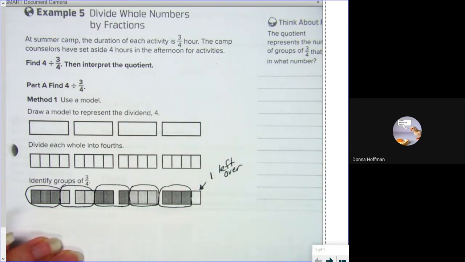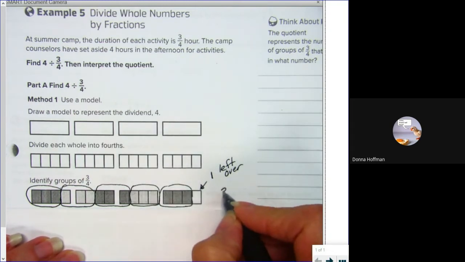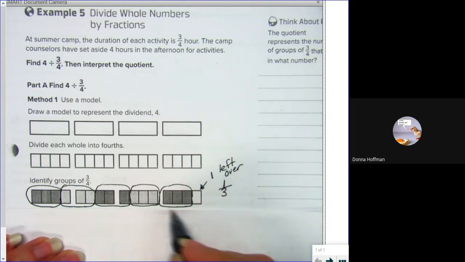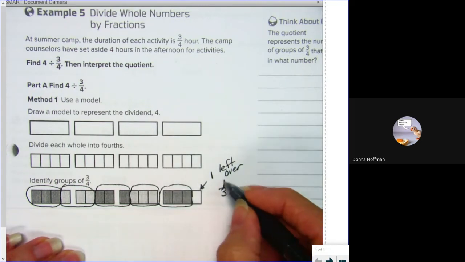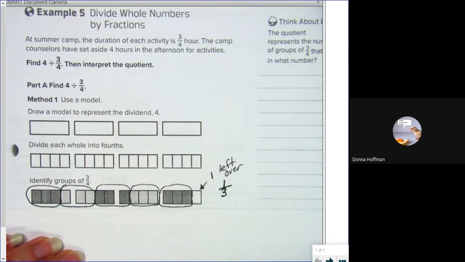Now, in order to figure out how I write that as a fractional part, I have to ask myself, well, how many did I put in each group? I put 3 in each group. That's how I know that I didn't have enough to make a whole entire group. I had 1 left over when it takes 3 to make a group. And so that explains why your fractional denominator is different.